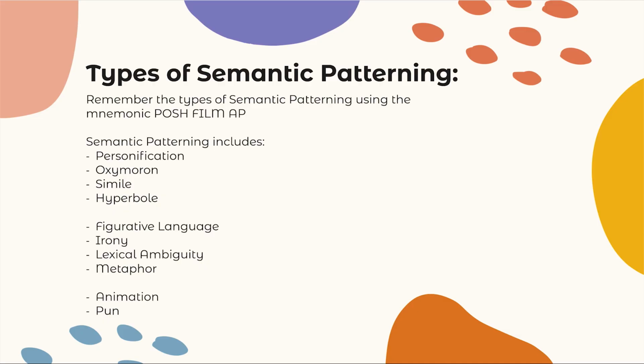So when we're talking about semantic patterning, or if you ever see a short answer question that asks you to identify an example of semantic patterning, what it's really asking you about is personification, oxymoron, simile, hyperbole, figurative language, irony, lexical ambiguity, metaphor, animation, and puns. Let's explore what each element of semantic patterning means in a little bit more detail.